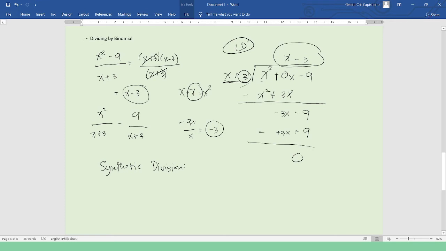Another thing when we talk about synthetic division, kailangan mo pa rin yung iyong standard form. So, dalawa yun. First, divisor must be linear. Okay? By linear, yun nga, yung highest exponent niya ng variable ay 1. And another thing, yung ating tinatawag na standard form. Okay.